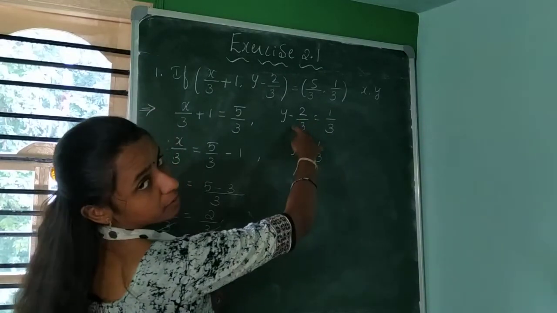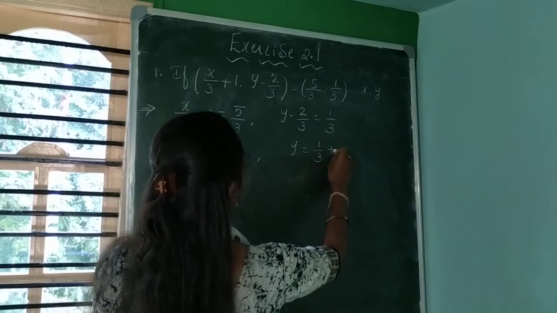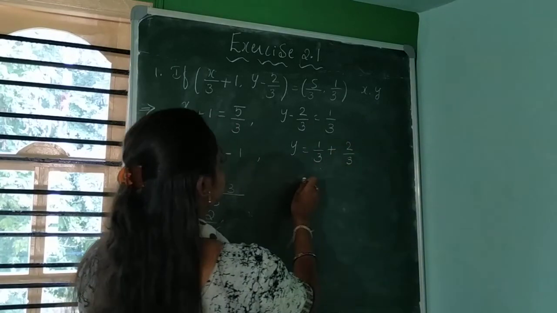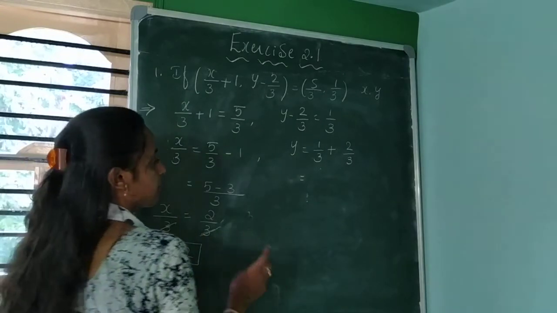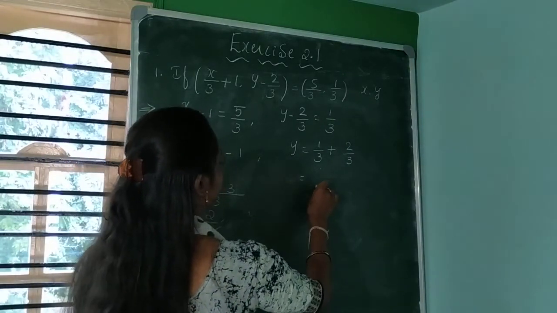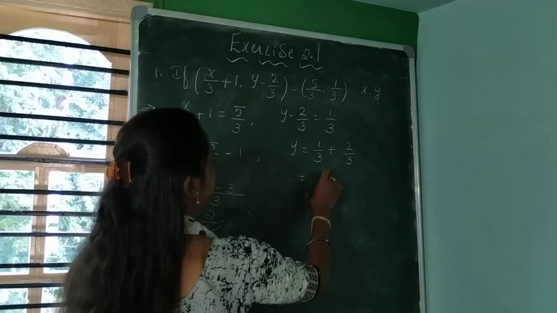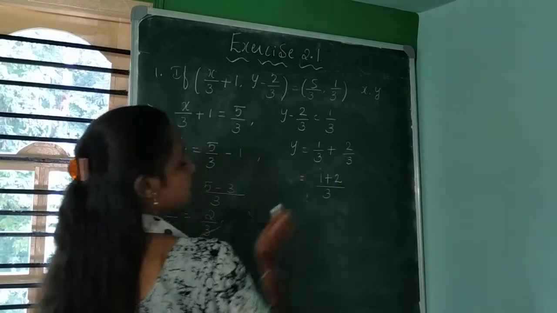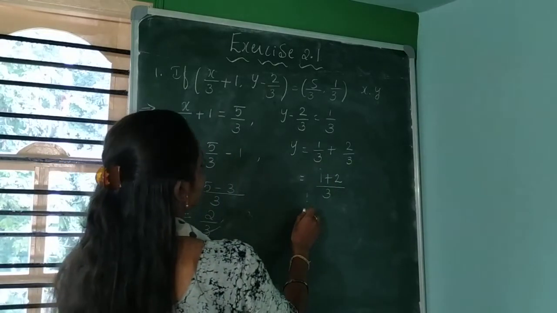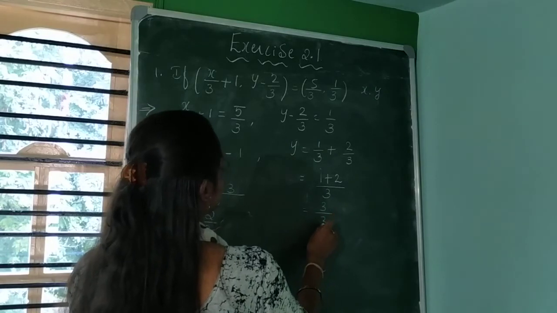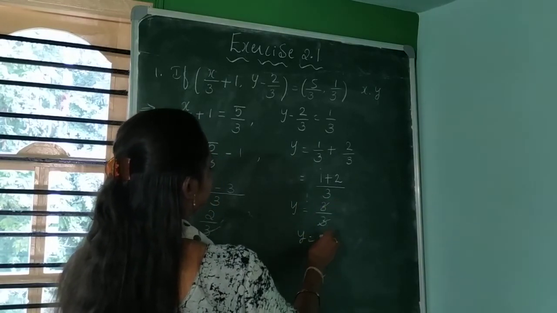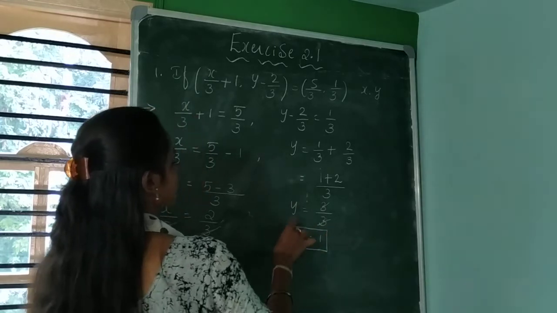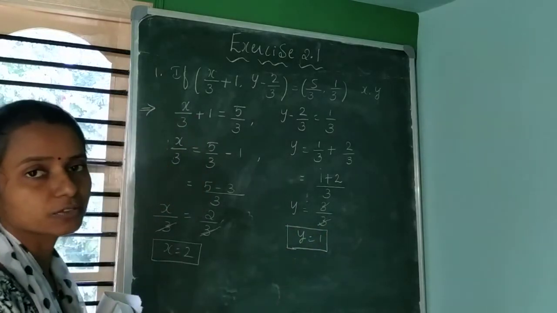I take the minus 2/3 to this side, minus will be plus 2/3. Now in both the terms the denominator is the same, hence we write the denominator once and add the numerators. 1 plus 2 is 3, 3 by 3, again 3 gets cancelled, y is equal to 1. So this is the value of x and y.